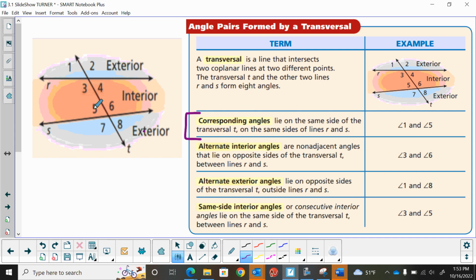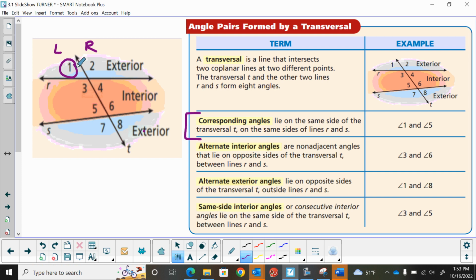So let's take a look at example 1. Okay, it is on the left of the transversal, right? So if we think left and right, it's really important to know our directions here. And then as far as line R and S, we've got above and below, right? We've got 1 is up above line R, 3 is below it, and then same thing down here. We got 5 is above, 7 is below.